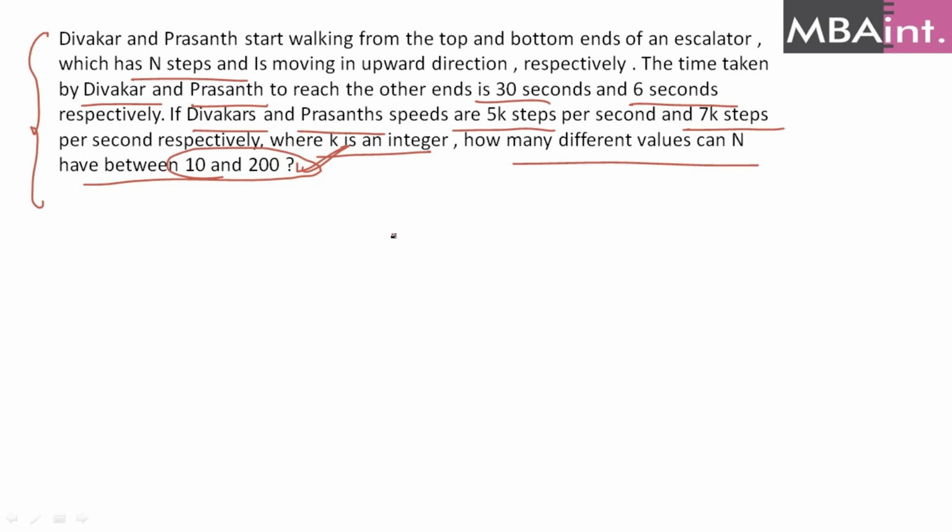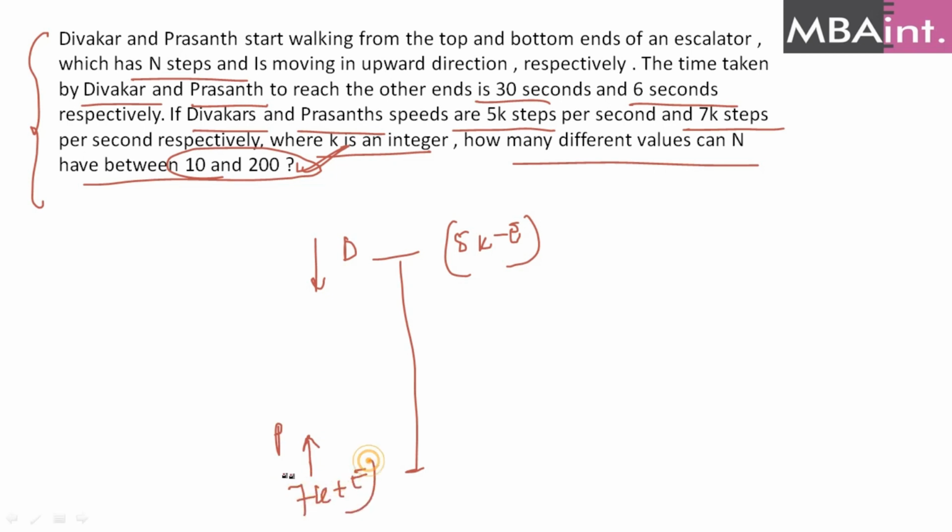Now, nothing new in this question. They are moving from the opposite ends, so quickly make a figure. Let's say this is Divakar, and he is moving down. So his speed is 5k minus e, right? Because his speed has to be more than the escalator. And let's say this guy moves up, along the escalator. So this is 7k plus e, right? Both of them are covering the number of steps only.